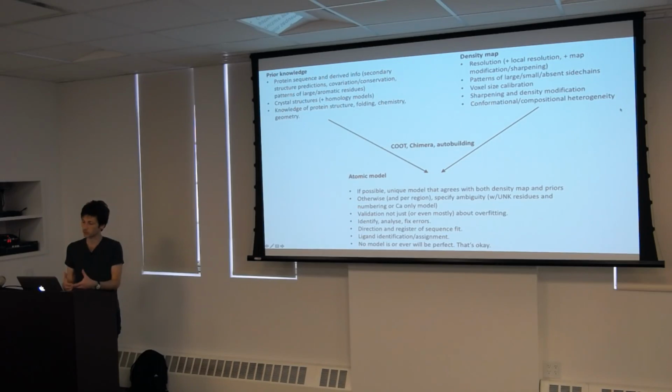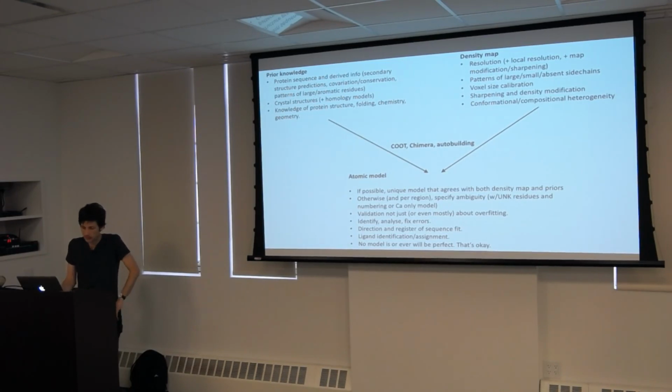All right, so the idea is you want to be taking all of the information that you have available and putting it into building an initial model. And you want this to be, ideally, a unique model that agrees with both the density map and your prior knowledge. And it won't be unambiguous in every region. And I think an important part of this process, which I'll come back to later, is how to deal with ambiguity. Like in regions where you can't be completely confident of sequence assignment, what do you do? And how do you specify and convey uncertainty?